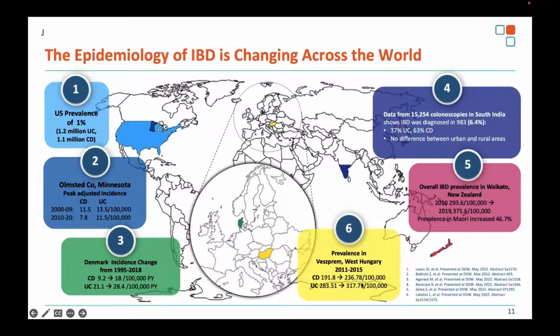This is a population study from West Hungary showing almost a 40–50% increase in prevalence.